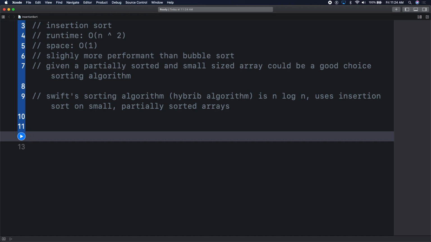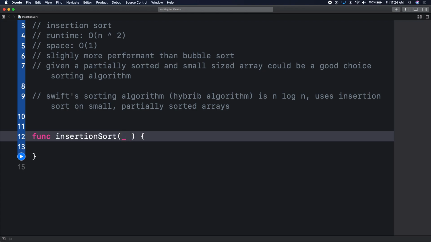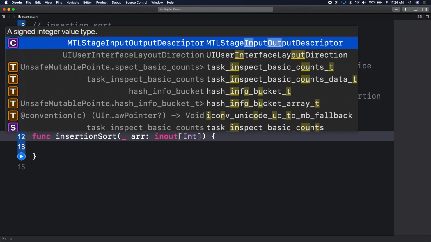So let's continue on here. We'll have our function. We'll call it insertion sort. Again, the function signature is very similar. We have an array. Our function is inout.